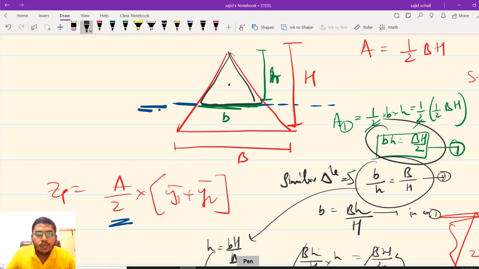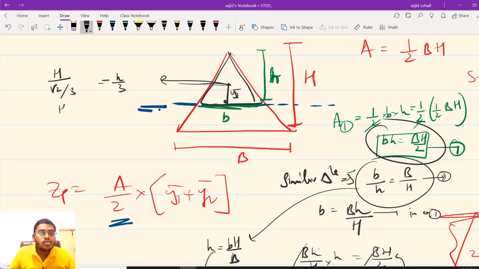For this triangle, what will be your centroid? What is this distance y1 bar? y1 bar कहाँ पे आएगा? काफी simple है. It is a triangle again. y1 bar will be at a distance of h by 3, right? Small h divided by 3. Your y1 bar is at small h divided by 3 distance. So your small h divided by 3 is nothing but capital H by root 2 divided by 3. So capital H divided by 3 root 2 you can write it down. Okay, so that is your y1 bar.